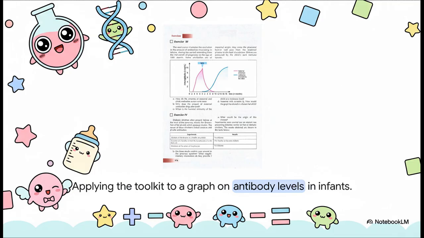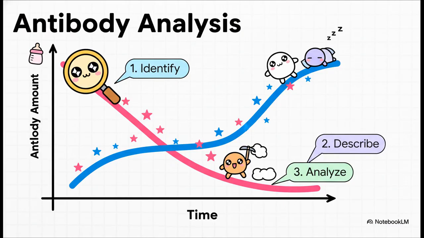Here's the classic graph from your life sciences textbook showing antibody levels in an infant's blood. Let's use the toolkit. Okay, step 1, identify. The y-axis is the amount of antibodies, x-axis is time. So the story is about immunity over time. Easy. Step 2, describe. You see the pink line? Those are the maternal antibodies and they're falling. The blue line? That's the infant's own antibodies. It starts at nothing, goes up, and then kind of levels off.